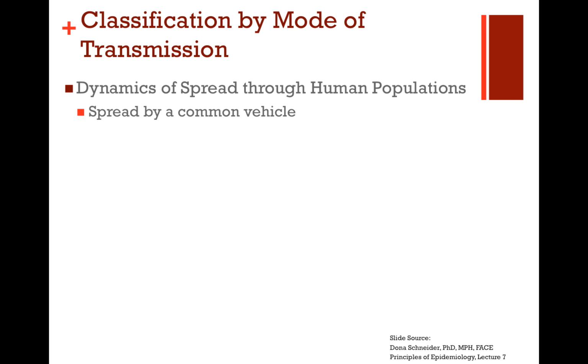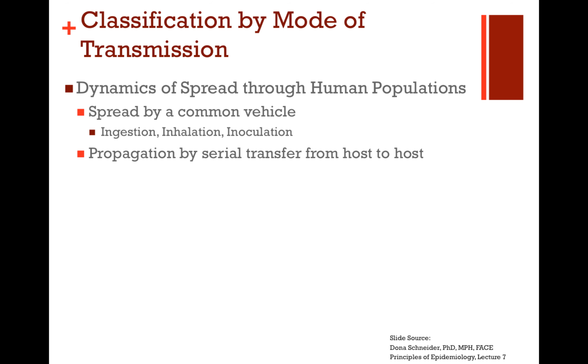So spread by a common vehicle, again, ingestion, inhalation, inoculation. Propagation by serial transfer from host to host. So this can be respiratory, anal, oral, or genital. When I say anal, oral, people get giggly in class typically. But what this really often means is somebody using the restroom, not washing their hands thoroughly, and then preparing your food and having fecal matter on your food, which you then ingest.